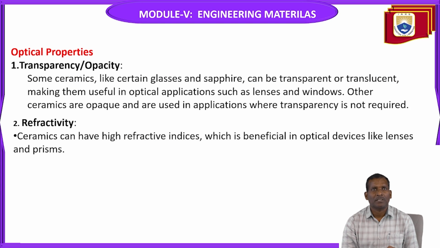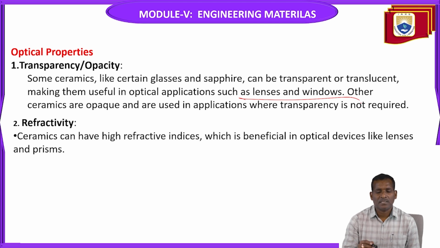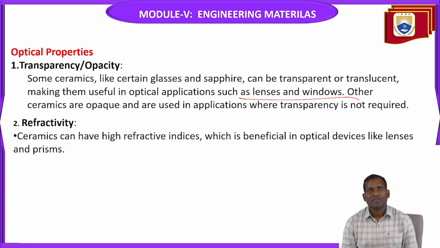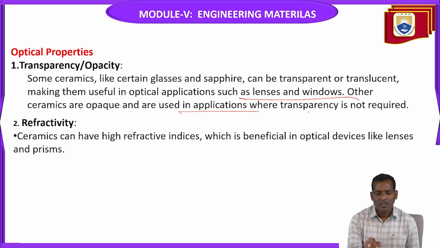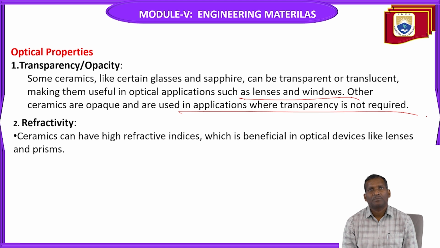Optical properties: transparency or opacity. Some ceramics like certain glasses and sapphire can be transparent or translucent. So they are useful in optical applications such as lenses and windows. Other ceramics are opaque and are used in applications where transparency is not required.